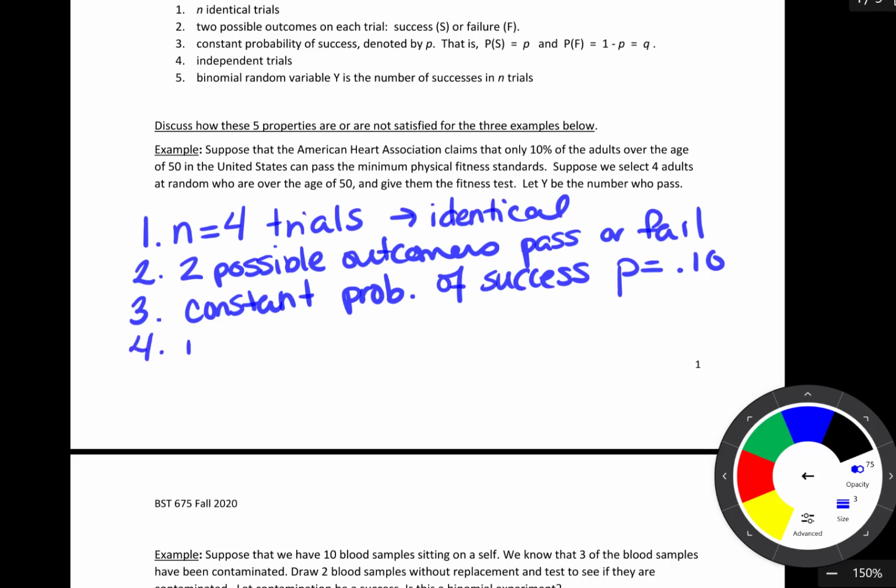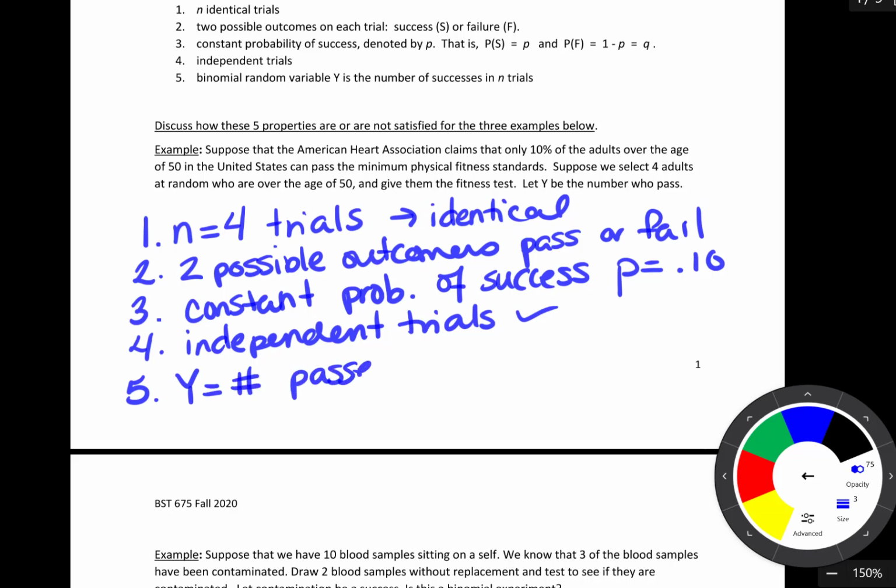We need the trials to be independent of one another. So since we're selecting from a large group of people, we don't have any information suggesting they're related to one another in any way, so it's fair to say that people act independent of one another. And then finally, the random variable we're interested in is the number of passes out of the 4. So yes, this is a binomial experiment.